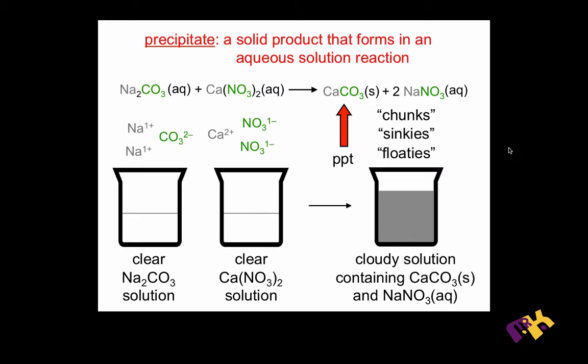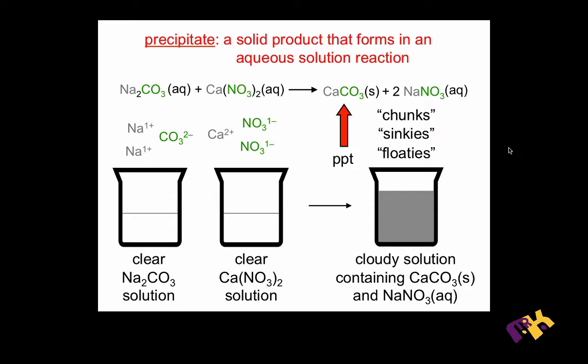Right? So sodium carbonate dissolved in solution is a clear solution. Calcium nitrate dissolved in solution is a clear solution. But when we actually combine these two together, it'll become quite a cloudy result. The cloudiness of it is going to be the calcium carbonate. The sodium nitrate then still remains in solution.